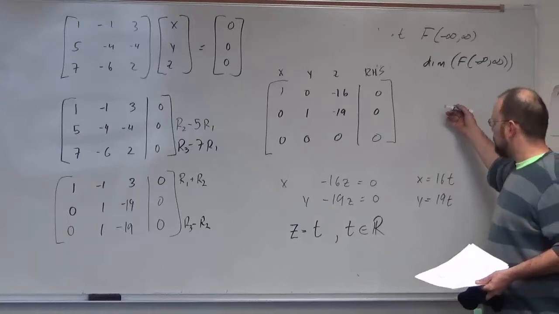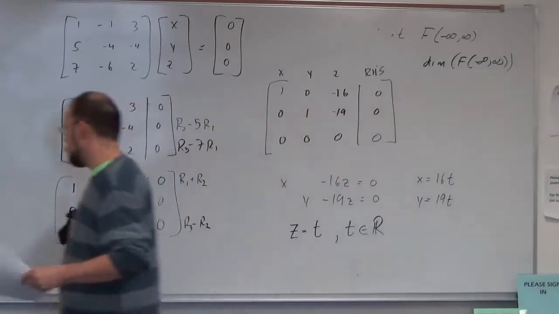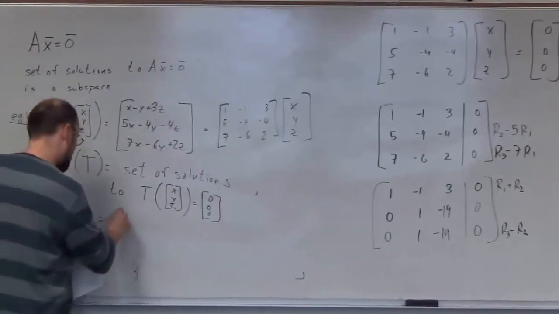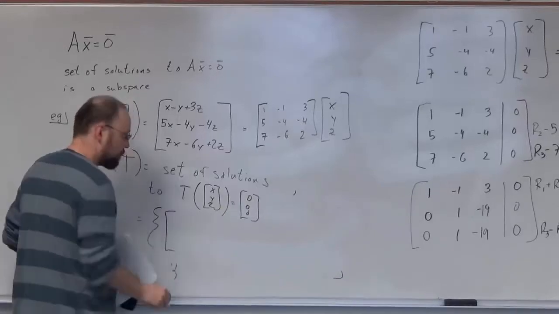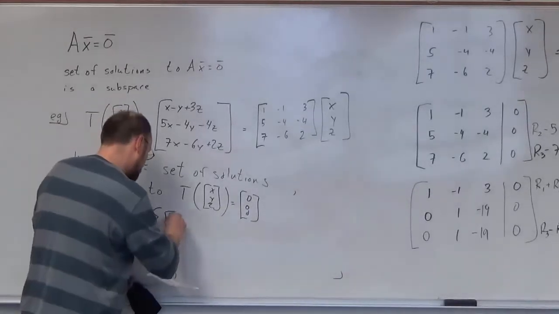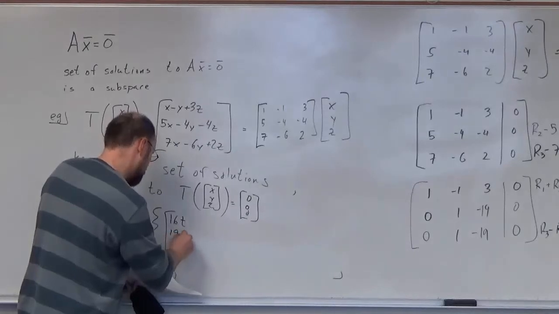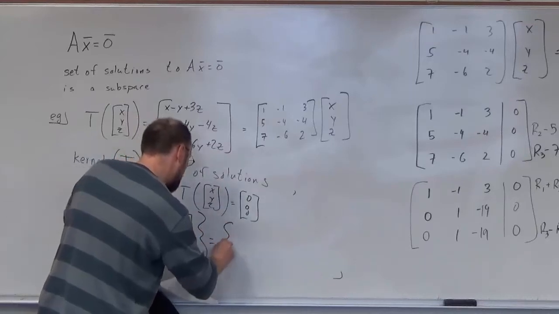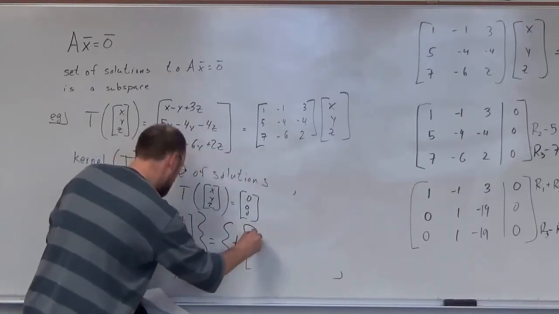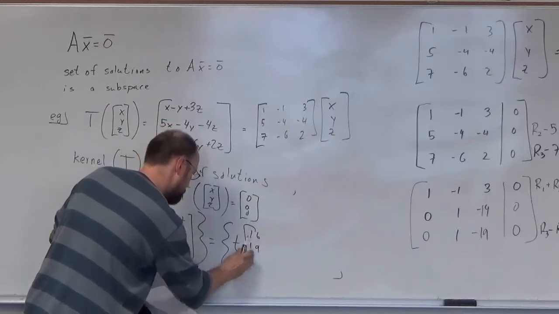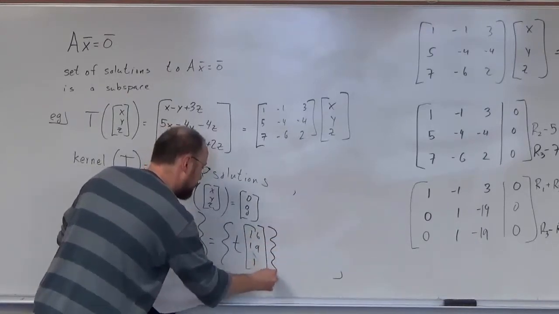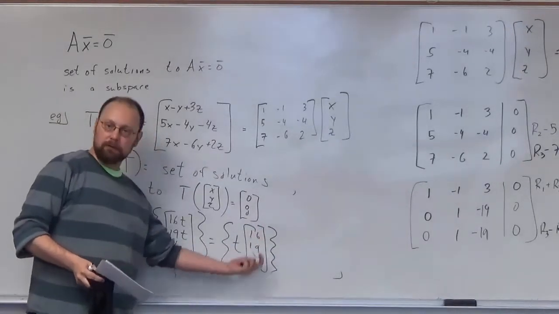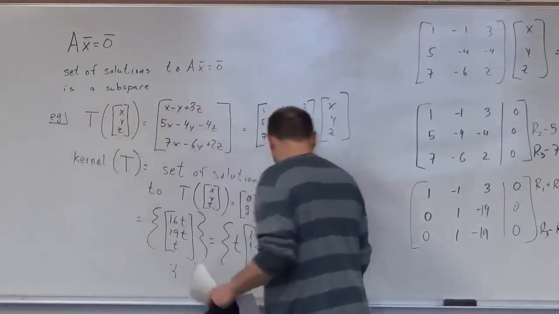So we say that the kernel of this transformation is going to be the set consisting of x, y, and z, where x is 16t, y is 19t, and z is t. And notice that I can think of this as factoring out the t. This set of solutions to this homogeneous equation can be thought of as all multiples of a single vector. Right? It's the span of that vector.